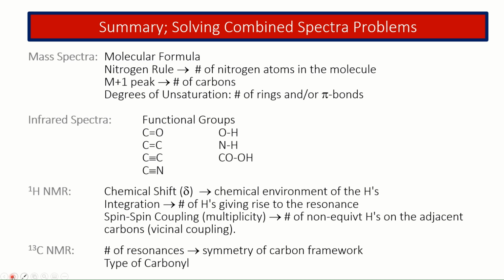So in summary, we have the mass spec, we find the degrees of unsaturation, remind yourself of the nitrogen rule, etc. And then with infrared, we can work on functional groups, and with proton NMR, we can work on the chemical environment, our integration, our multiplicity, and of course with carbon, we can find the symmetry of our framework.